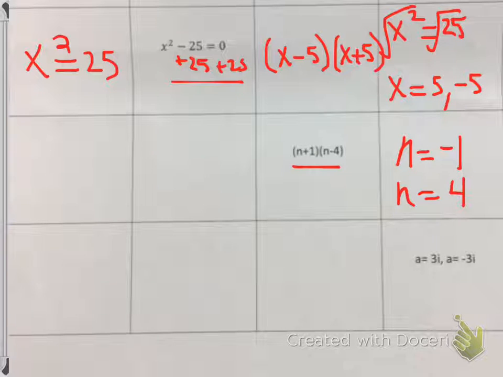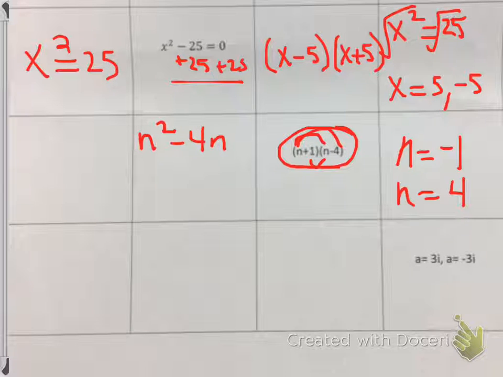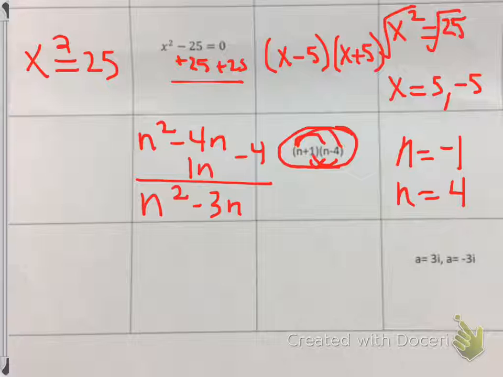If I want to go back to equation form, really what I'm going to do is take this factored form right here and I'm going to FOIL it out. So n times n is n squared. N times a negative 4 is a negative 4n. 1 times n is 1n. And 1 times a negative 4 is a minus 4. I stacked those so I could add them straight down. I'm going to get n squared minus 3n minus 4, and because I need that in standard form, I'm going to set it equal to 0.